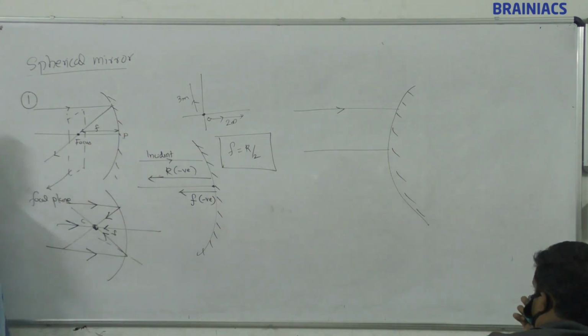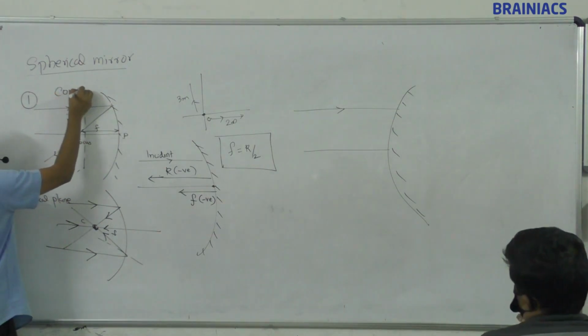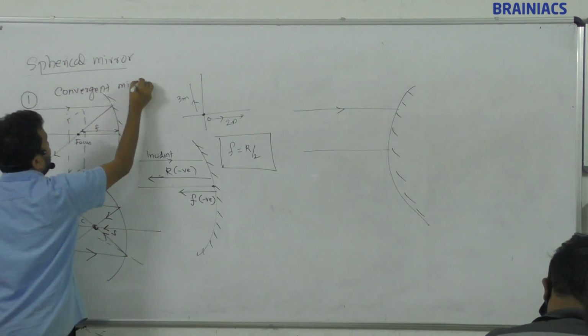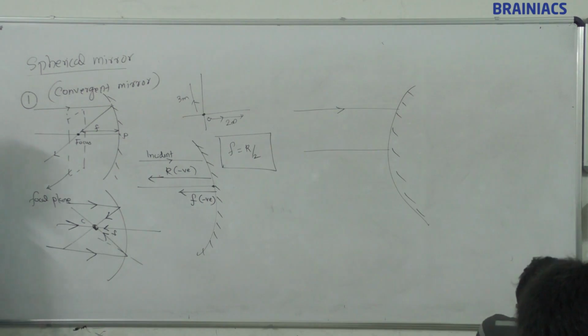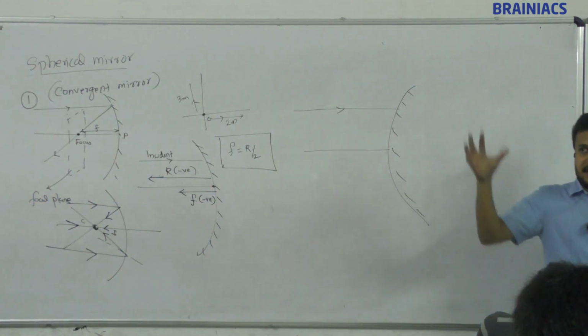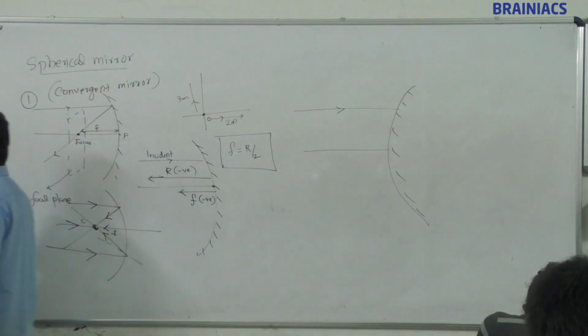Now we'll come there. This concave mirror is converging. Write one more point: a concave mirror is also called a convergent mirror because it is converging. Every ray points towards a single point, so it is a converging mirror.